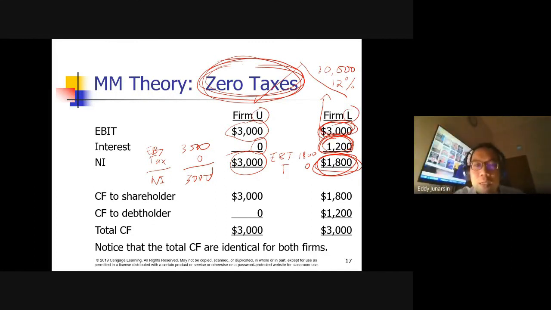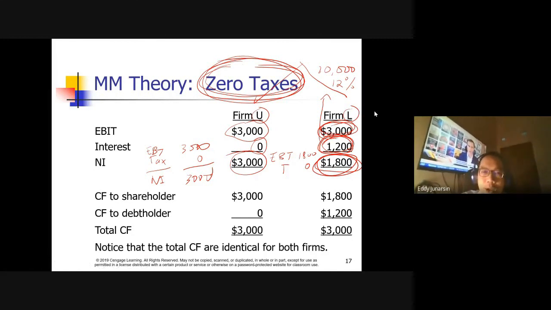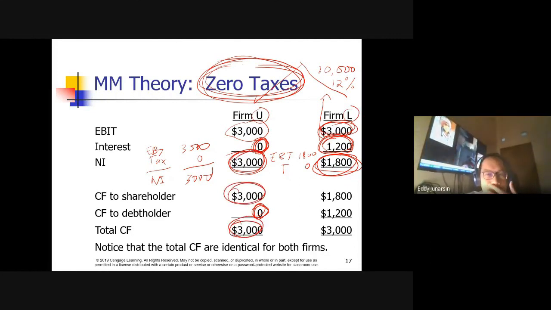So you see, in the world without tax, how much of the cash flows is enjoyed by creditors for firm U? 0 here. What about the owners or shareholders? 3,000. So the total is 3,000 for firm U. What about firm L? How much of the free cash flows is enjoyed by creditors? 1,200, the interest expense, enjoyed by creditors. And how much is enjoyed by owners or shareholders?